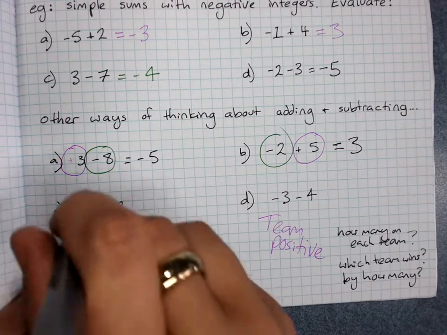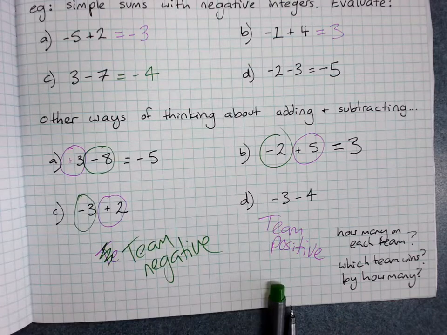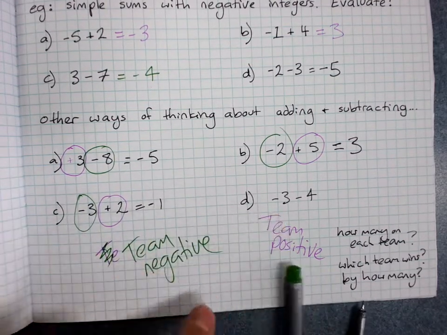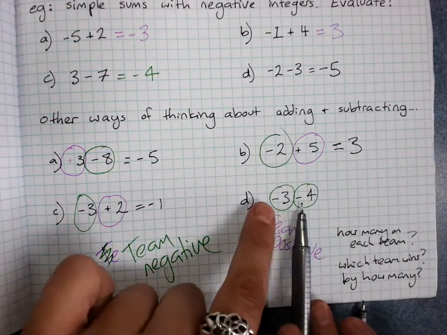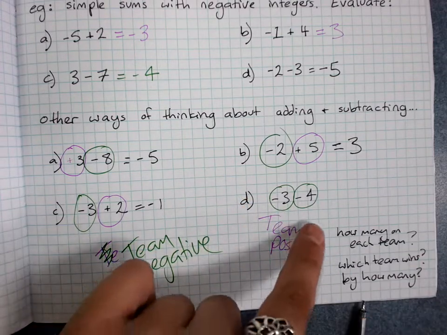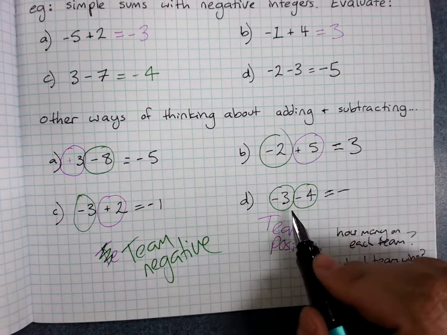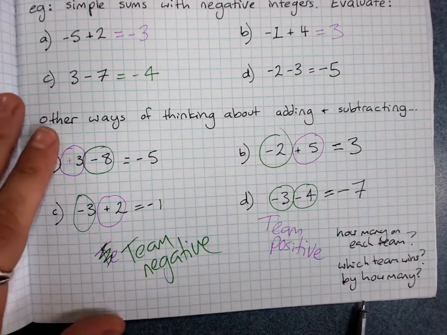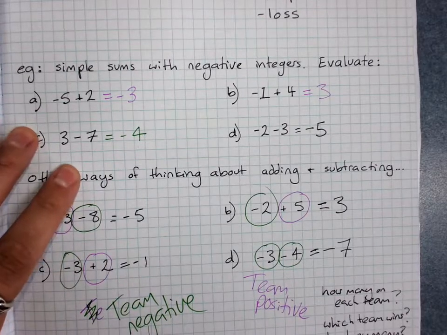Negative 3 plus 2. Which team wins? It's team negative by 1 player. Negative 3 minus 4. A negative or a minus still counts as team negative. Team positive didn't even show up. Team negative wins by 7 players. So it's another way of thinking about it. It's up to you which way you do it. The number line is there for the test if you feel safest with that.